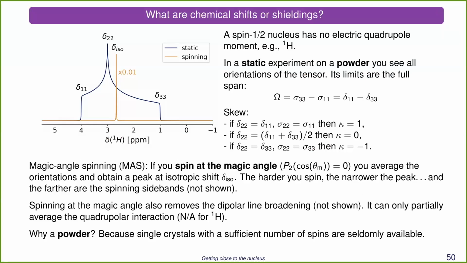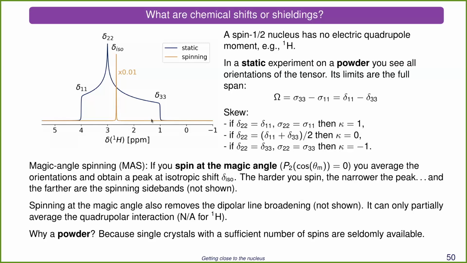A little bit more on the detail there. Let's first simplify a little bit. If you have a spin-half nucleus, there is no electric quadrupole to mess up your spectrum. And you could, for example, look at hydrogen. Hydrogen 1 has no quadrupole, deuterium has, but normal hydrogen doesn't. And then if you do a static experiment, so you don't spin the sample in the NMR machinery, and you do a lot of damage to your material, you make powder, so that you get grains. And in these grains, all orientations of the tensor are present. And then you could, for example, see something like this.